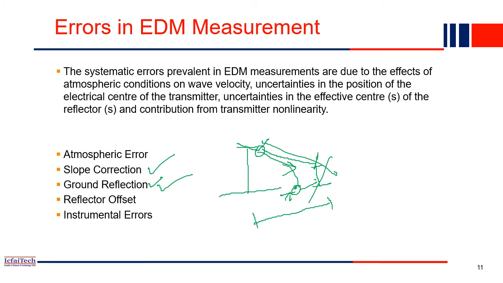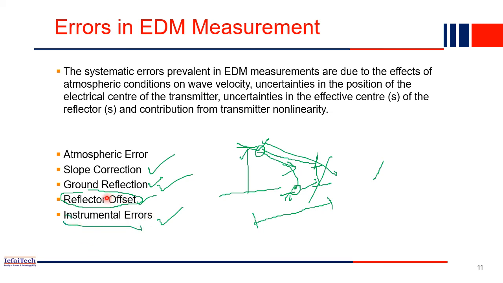And then you have the reflector offset. Reflector offset means if the reflector is not in the same line, then you may get an inclined line also. So that is the reflector, and lastly we have the instrument error. Instrument error means the sensors and all may sometimes not be working perfectly. In that case also you may get some error, that we call instrument error.